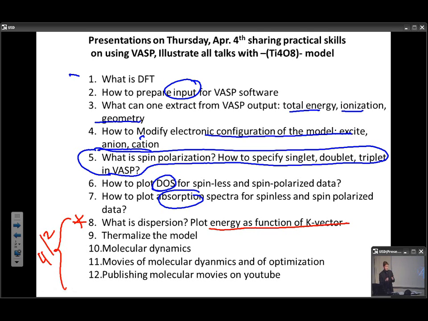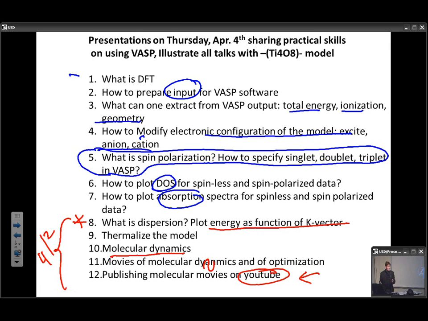How to launch a thermal motion for a model. How to make the model to perform molecular dynamics. And is it possible to represent the motion of ions in the model in form of movie? And is it possible to bring it out to the rest of the world to some sort of video publishing? If I would need to make a presentation, I probably would select this one.